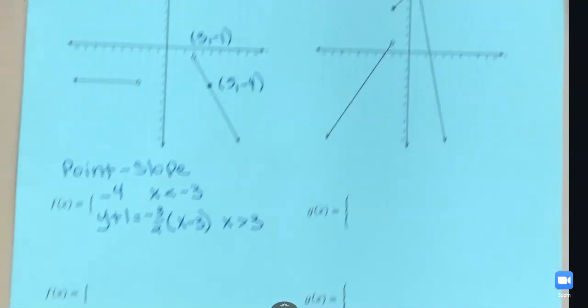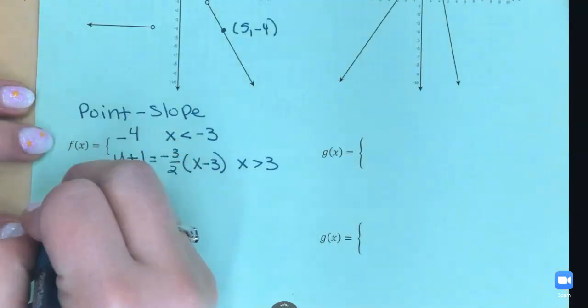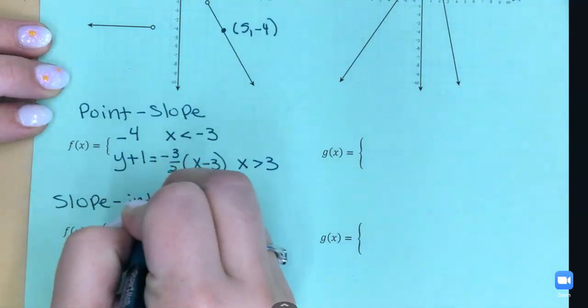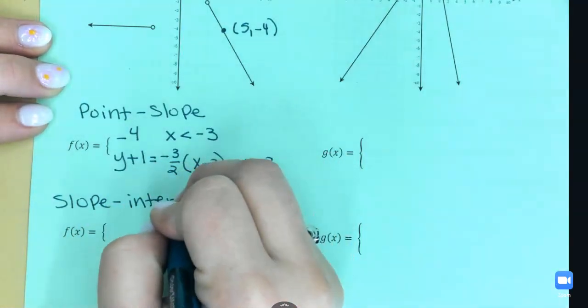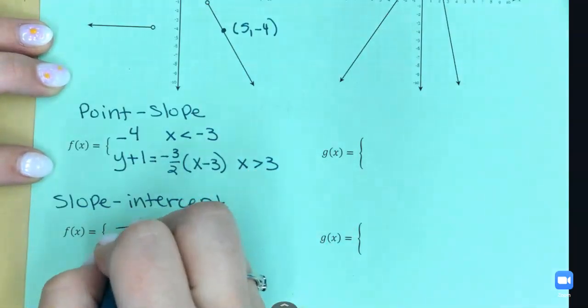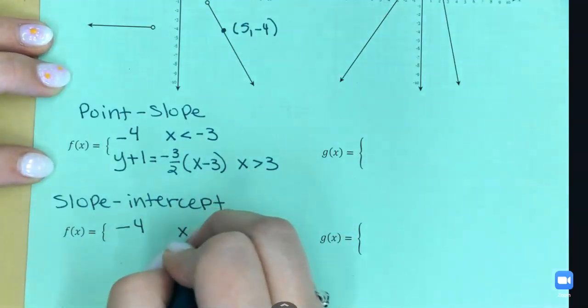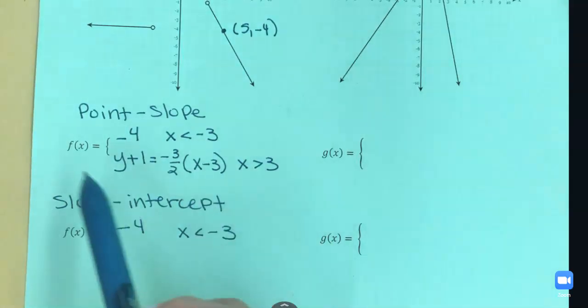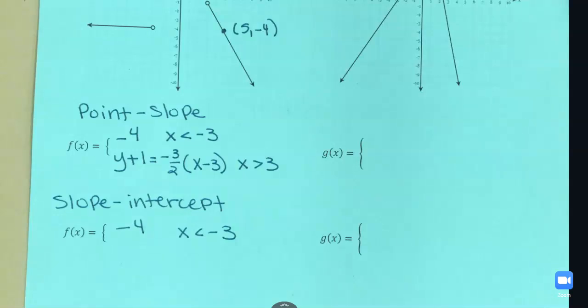Okay, now if I wanted to do those same graphs but in my slope-intercept form, for my horizontal portion, this is not going to change, okay? For the -4, it's still going to be -4 when x is less than -3. What is going to change is the equation for my second portion. I need to find my y-intercept. That's going to require a little bit more math.